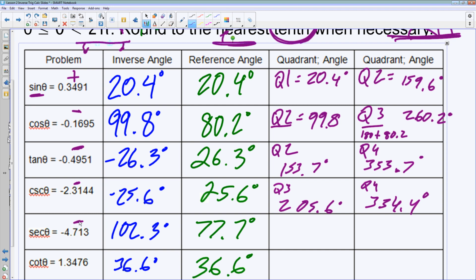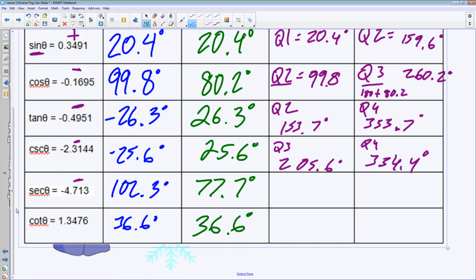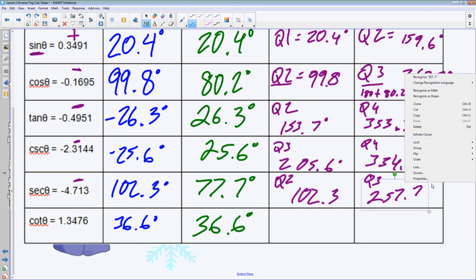Secant, when is it negative? Whenever cosine is negative. So when is cosine negative? In the second and third quadrants. So 102.3 is actually already in my second quadrant, so I don't have to do any work for that. Now to get into quadrant 3, we're going to do 180 plus our reference angle. So 180 plus our reference angle is 257.7 degrees.